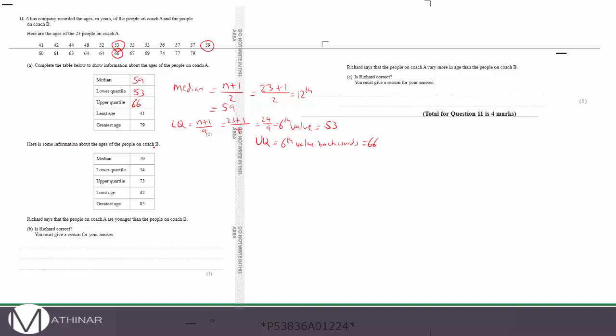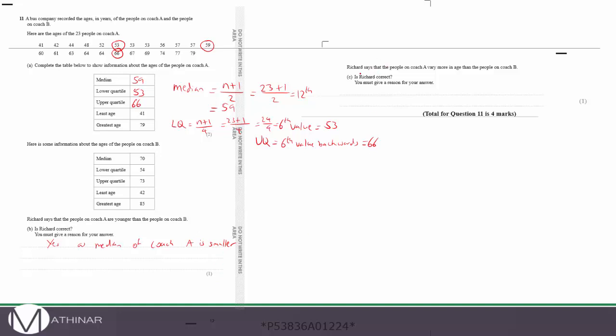Here is some information about the ages of people on coach B. So we've got some data there. Richard says the people on coach A are younger than the people on coach B. Is Richard correct? Give a reason for your answer. When you're comparing whether one is bigger or smaller than the other, what you need to look at is the median. So the median of coach B is 70, the median of coach A is 59. Is this true? Are the people on coach A younger? Yes, I would agree with that. Yes, as the median of coach A is smaller. And that'll get you the mark.